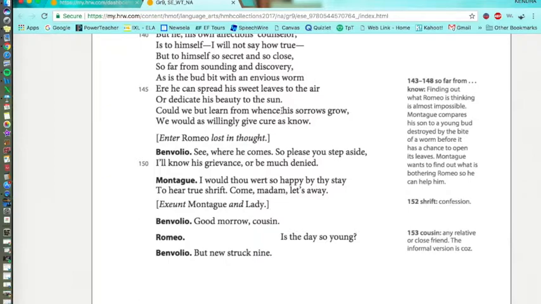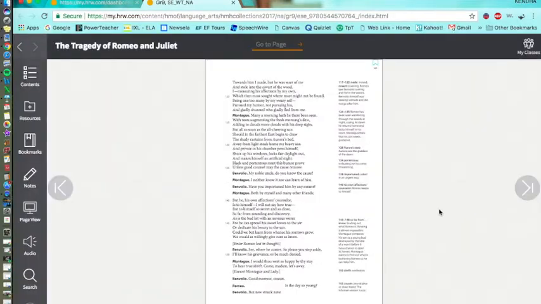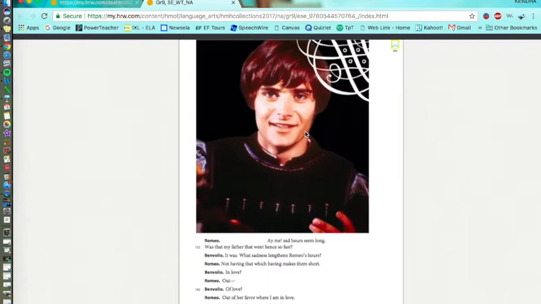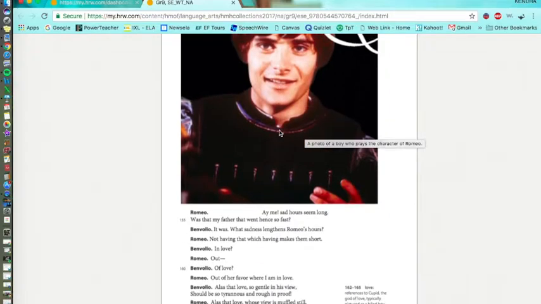Romeo, "Is the day so young?" Benvolio, "But new struck nine," so it's nine o'clock. Oh, there's Romeo. Looks kind of like Zac Efron.